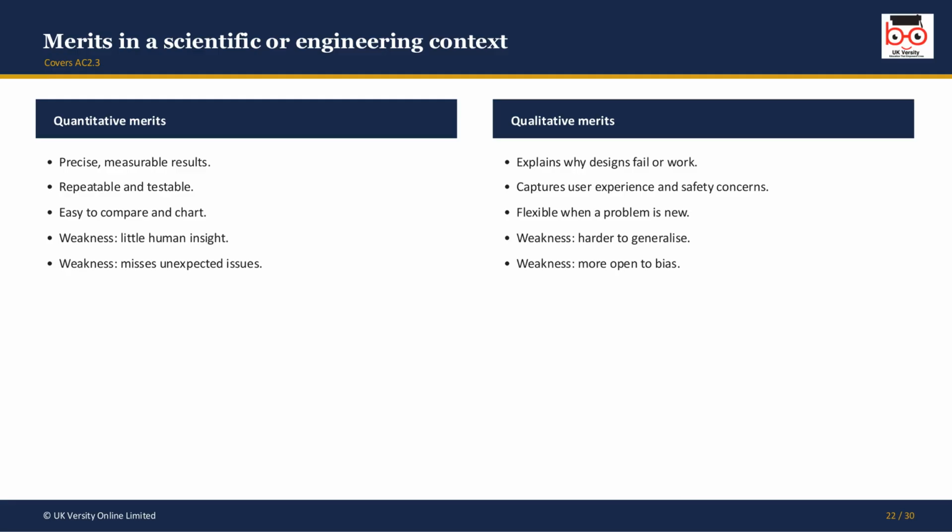Let's set out those merits plainly for a scientific or engineering context. Quantitative methods give precise, measurable results that are repeatable, testable, and easy to chart and compare, though they offer little human insight and can miss unexpected issues. Qualitative methods explain why a design fails or works, capture user experience and safety concerns, and stay flexible when a problem is brand new. But they're harder to generalize and more open to bias. Each covers the other's blind spot.